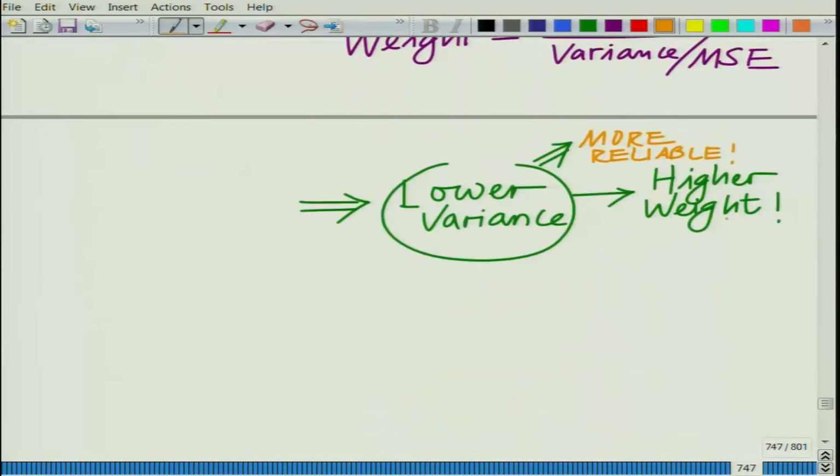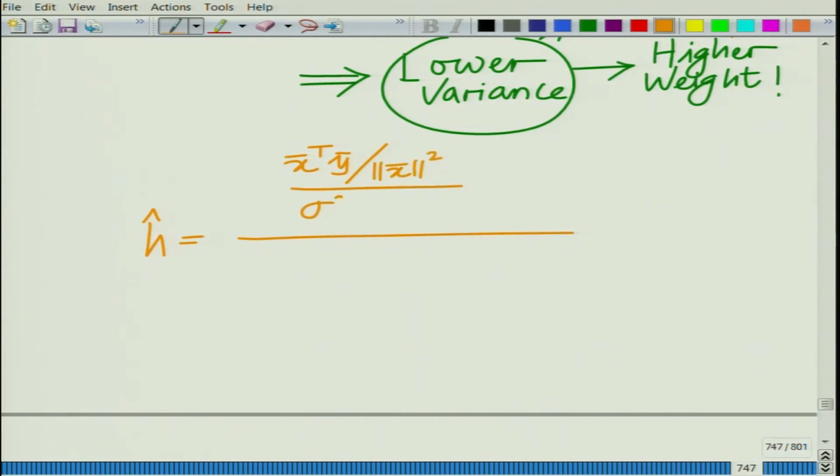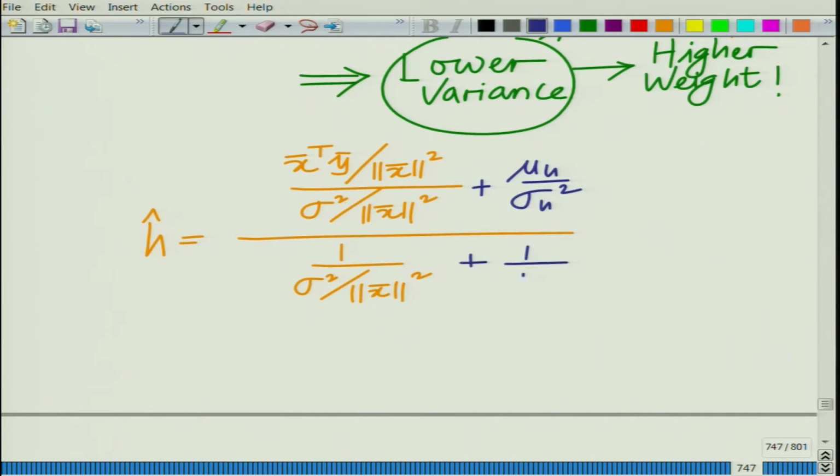And further, you can also see from this expression, if you take a look at this expression, H hat equals x bar transpose y bar divided by norm of x bar square, divided by sigma square divided by norm of x bar square, plus 1 over sigma square divided by norm of x bar square. Let me write these two with different colors, plus mu h divided by sigma h square plus 1 over sigma h square.